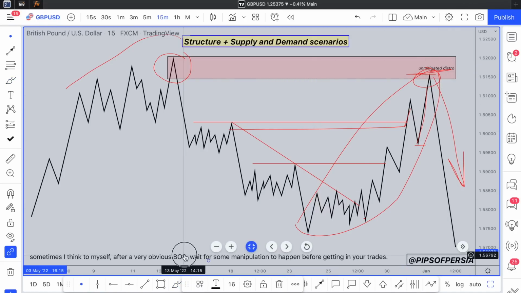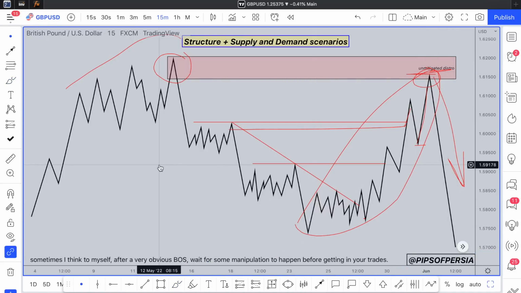And a quick point for you to just take note of, sometimes I think to myself, after a very obvious break of structure, wait for some manipulation to happen before getting in your trades.